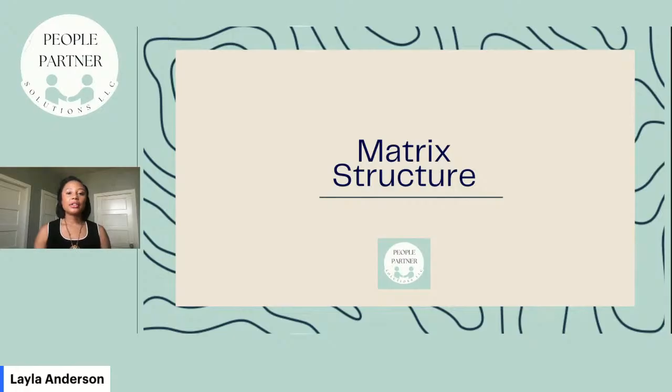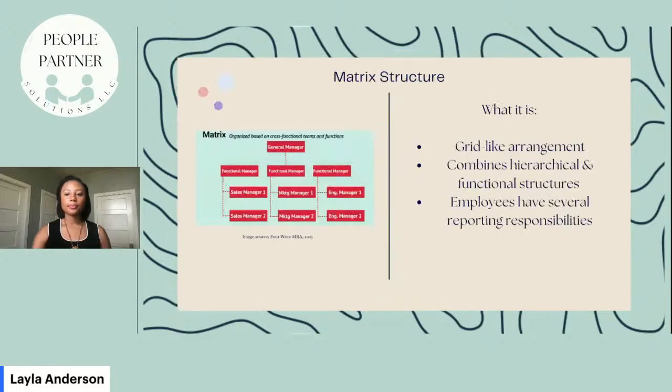The final structure we're going to cover today is the matrix structure. This structure is the most complex, and it's not often used as it can be a little difficult to implement well. What it is, it's a grid like arrangement, so it's unlike all of the rest. It combines the hierarchical structure with a functional model, pulling in the best of each functional team to deliver on a specific project. Employees will have several reporting responsibilities, which makes it complex. You may not just report to your functional manager, but also a project manager.